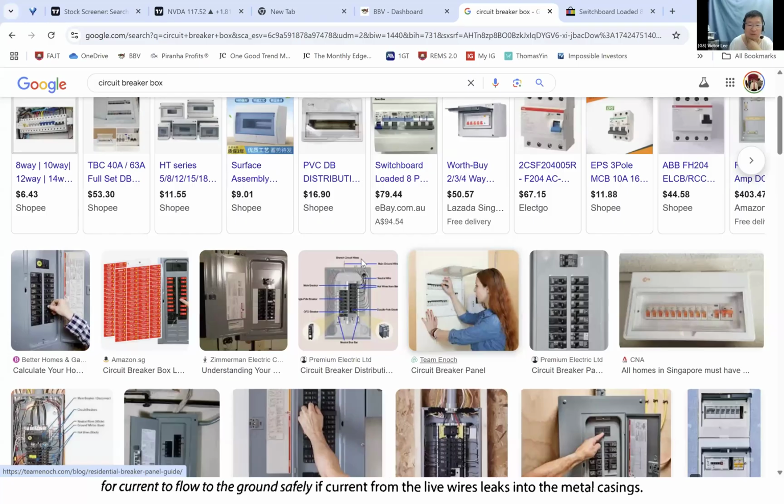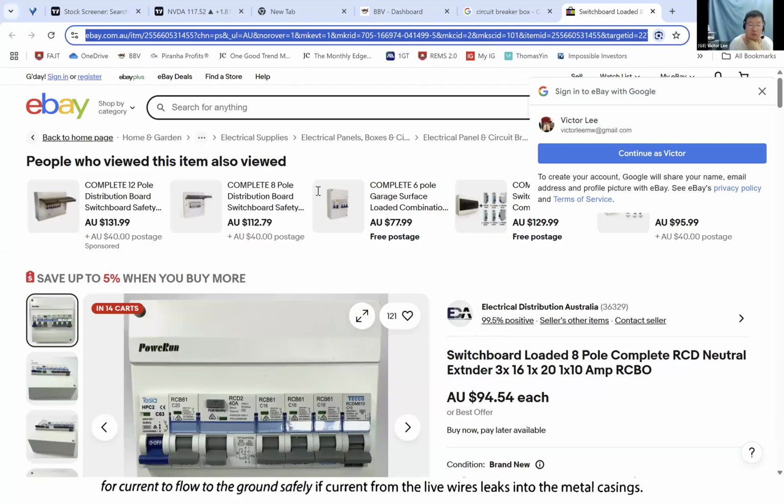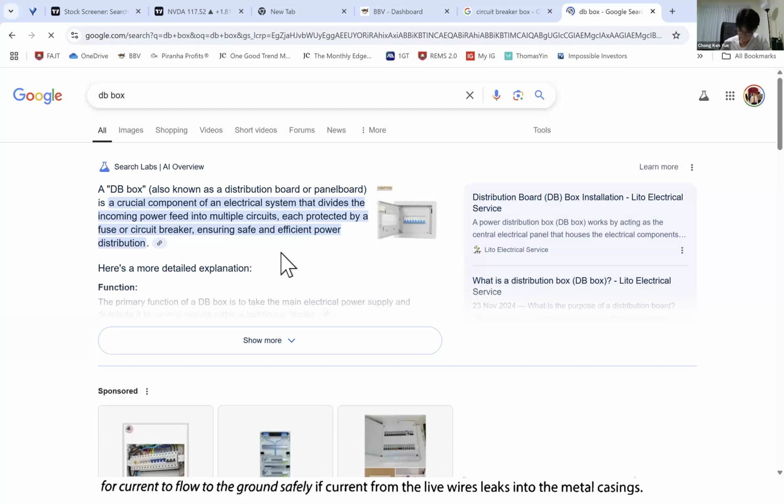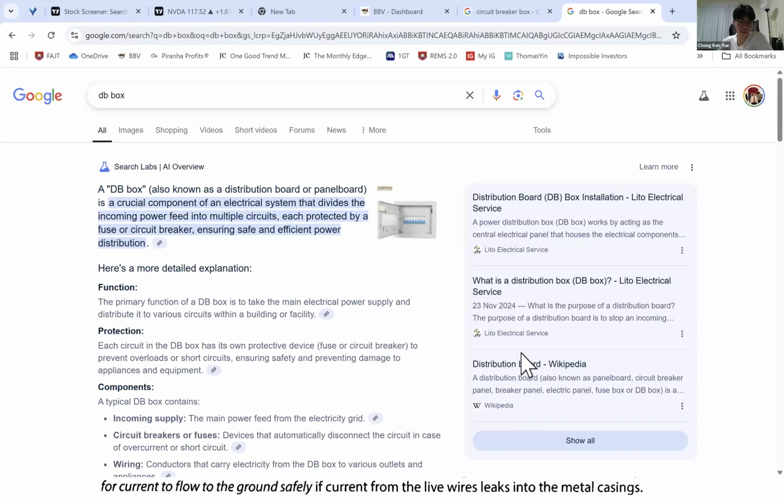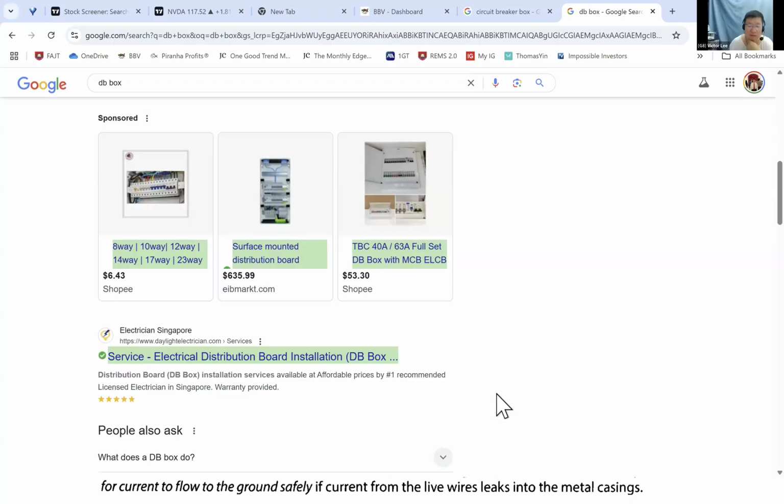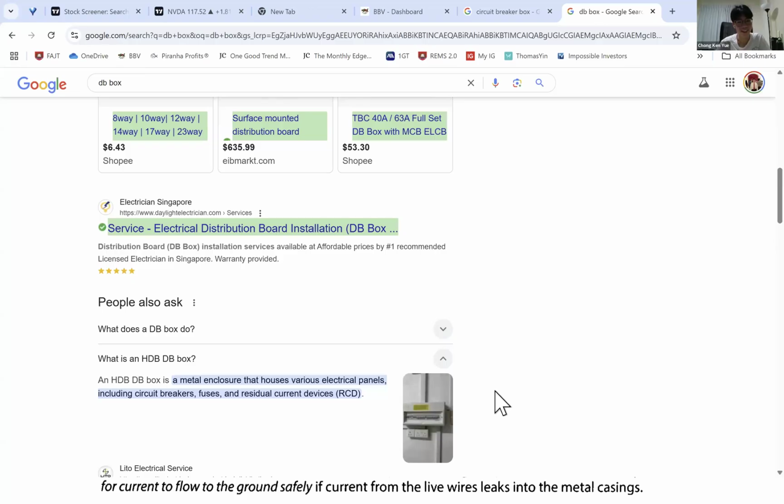Wait, it's not. No? Oh yeah, it can be. It's a distribution board actually, box, correct. So DB box, okay, interesting. How do you know this term? I thought everyone uses this term. Yeah, my parents also call it the DB box. Oh, this is a layman term, I guess. Electrical distribution board. Maybe it's another term.